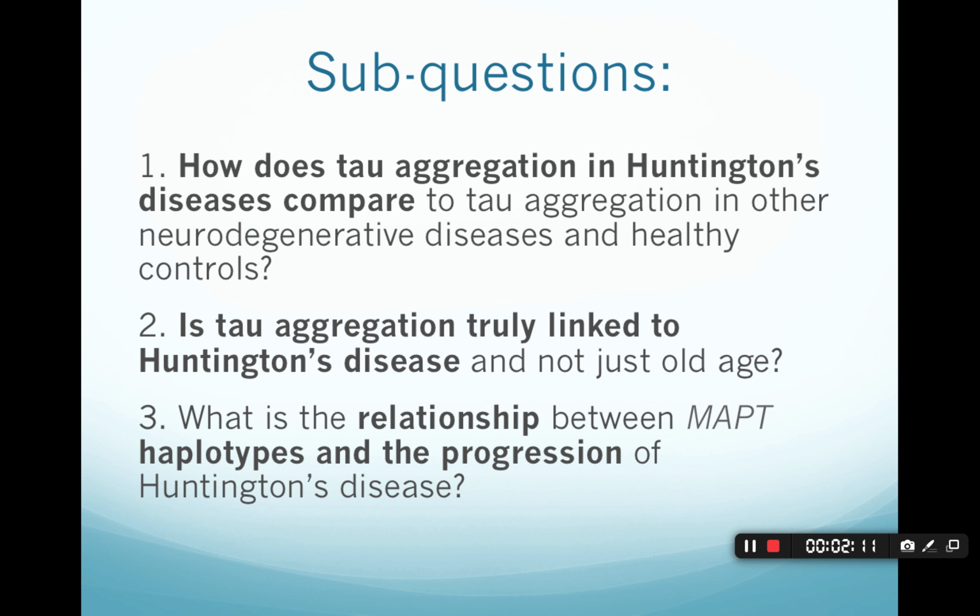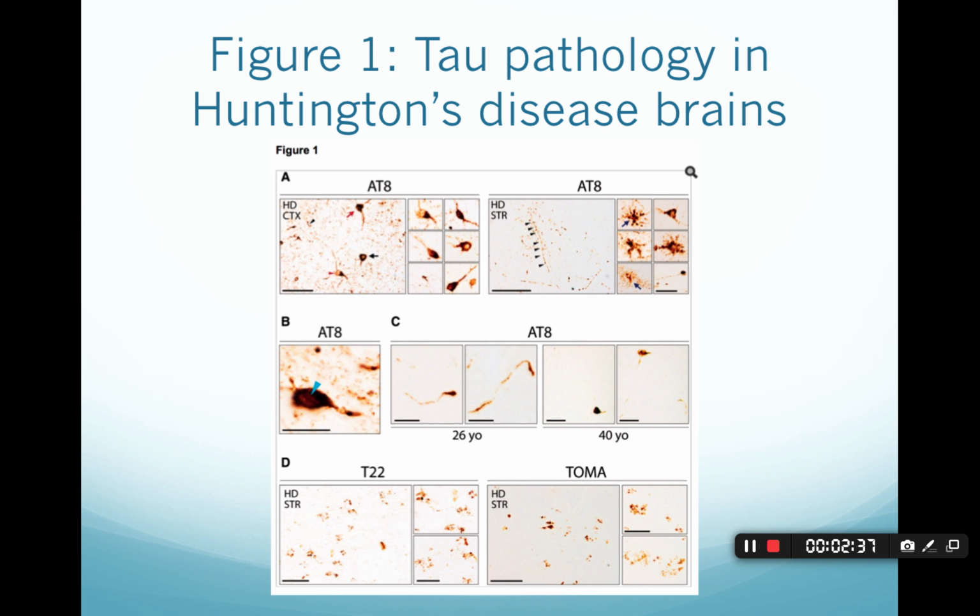How does tau aggregation in Huntington's disease compare to tau aggregation in other neurodegenerative diseases and healthy controls? Is tau aggregation truly linked to Huntington's disease and not just old age? And what is the relationship between MAPT haplotypes and the progression of Huntington's disease? My figure explored parts of these first and second sub-questions by studying the tau pathology of Huntington's disease.